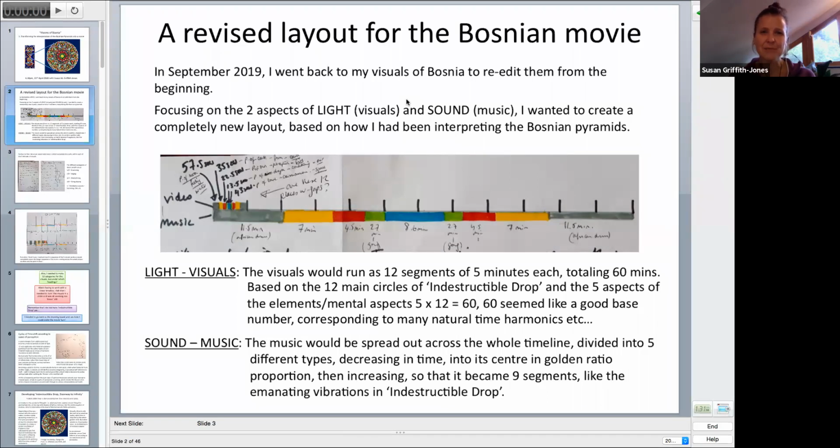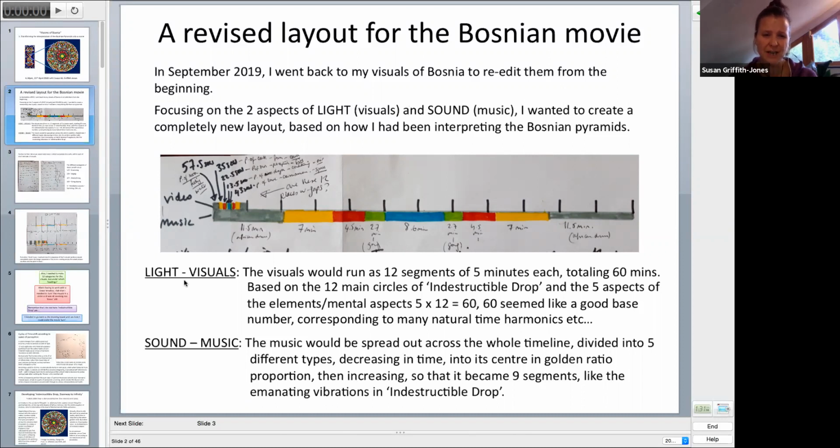I decided to give the book another whole proofread. During that time, I was starting to lay out the Bosnian movie based on Crystal of Time, based on the interpretation I had found to date. I started focusing on the two aspects of light, meaning the visuals, and sound, the music. I wanted to create a completely new layout. If you remember rightly, I discussed a very early layout based on an octave of harmonic resonance. I wanted to continue that line of thought, but also expand it and include some of the other information I found along the way.